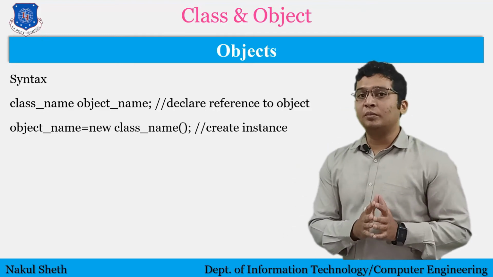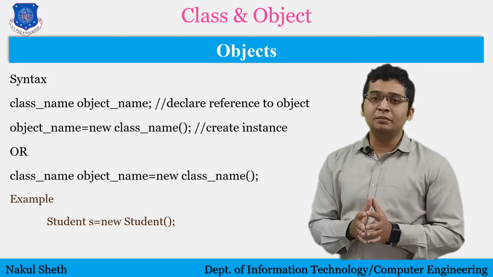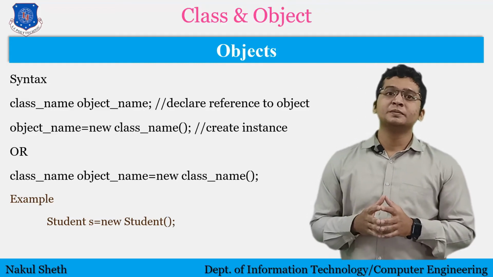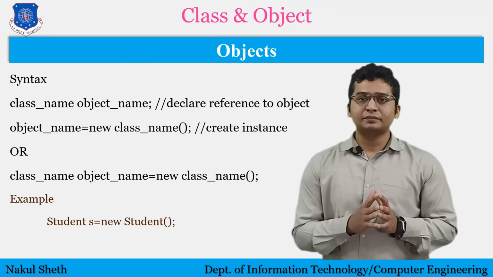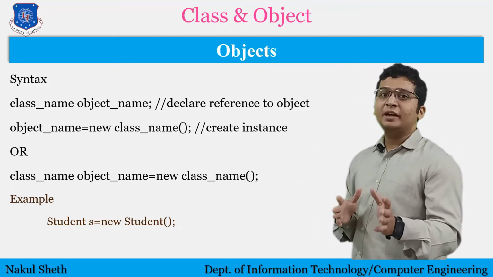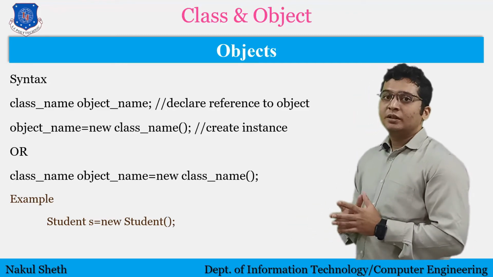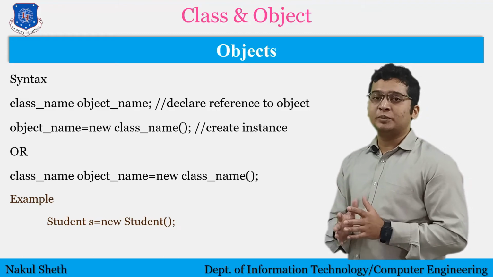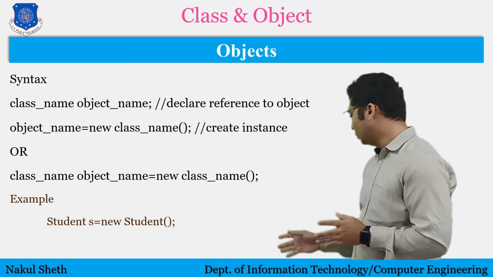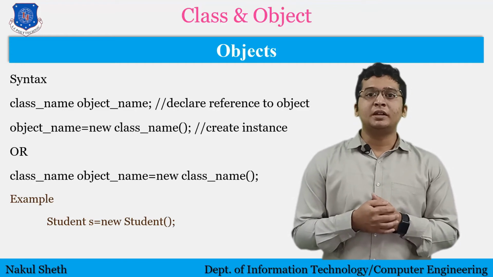Or we can also combine these two statements by writing the class name, then your object name, then new, and then the class name with brackets open and close. So here we have an example. If we have a class called Student and I am creating an instance or object of that class called S, then we can declare and initialize the object by using this statement: Student S equals new Student, brackets open and close. So this is all about objects in Java.